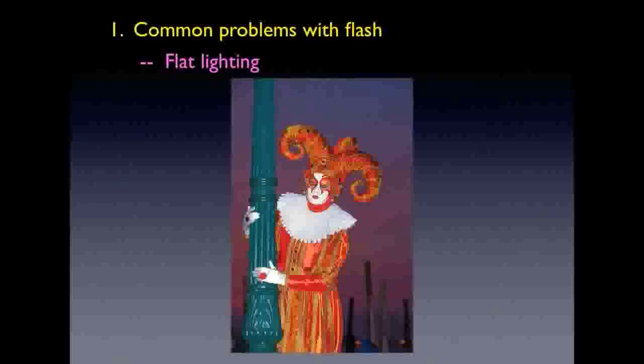I've always maintained that on-camera flash is the least attractive type of artificial light that photographers use, and the reason is because it's very flat. It's dimensionless. And here's an example.